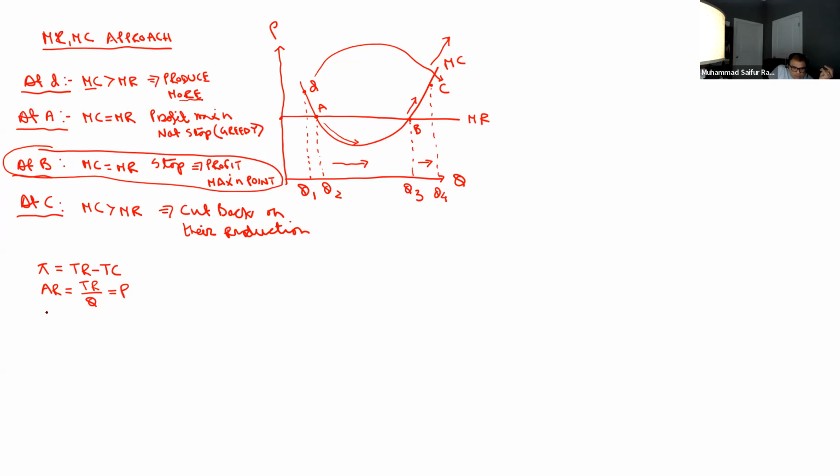And also, I'm going to talk a little bit about average cost, because it is going to play an important role. Average cost is total cost divided by Q. So therefore, I can write total cost as average cost times Q, right? Okay.